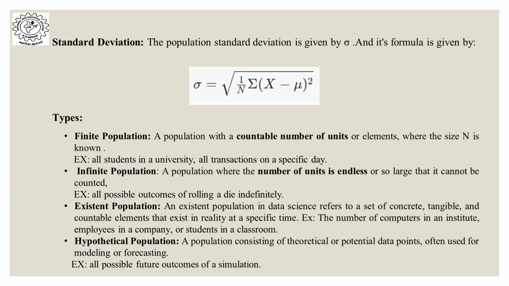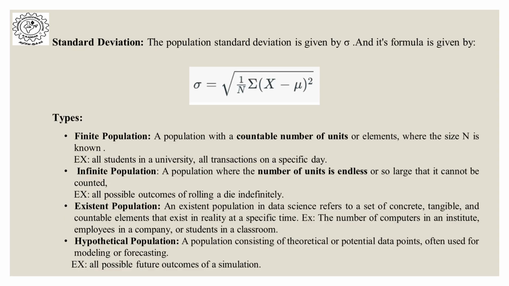Moreover, the population is categorized into four different types. A finite population is based upon a countable number of units in a particular group. An infinite population has an endless number of units, so it may be large and cannot be counted. These come under the infinite population.